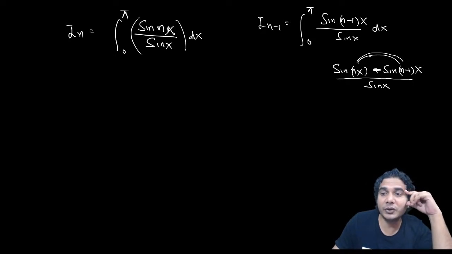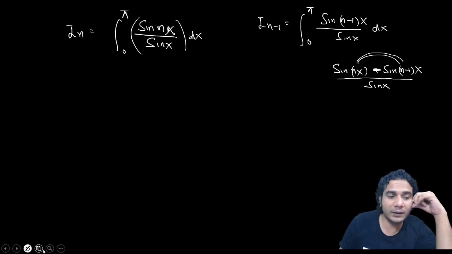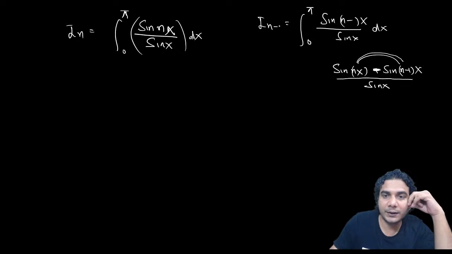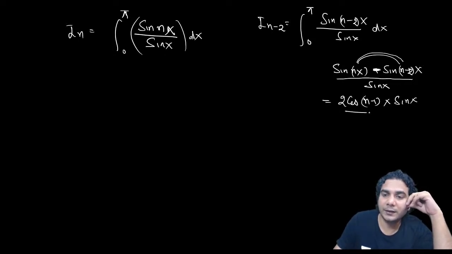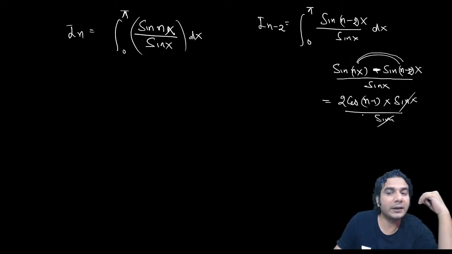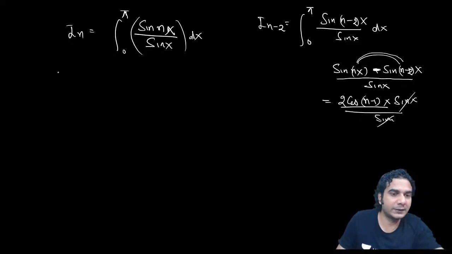The difference of angle should be 2x. That means you should start with n minus 2, not n minus 1. So I_n minus I_{n-2}, all right. Now it will work perfectly. If you apply the formula, this is going to be 2 cos (C+D)/2, so that is 2 cos of (n-1)x, into sin x, divided by sin x. This sin x will get cancelled, so you'll get this. Now you can apply this. So this is the way to do it.